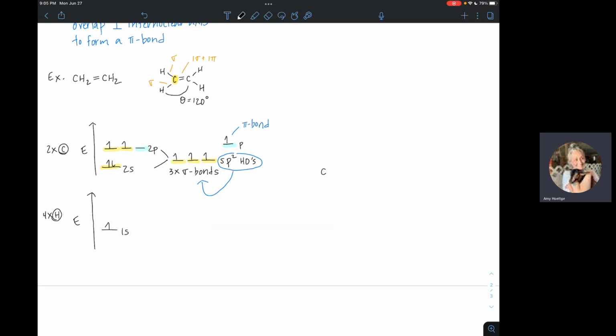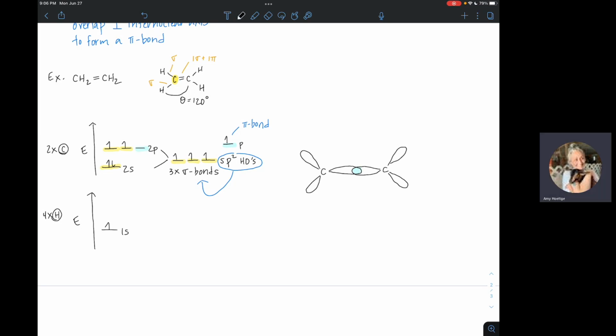But I'm going to take 1 of my sp2 hybrid orbitals, and I'm going to allow it to overlap with the other sp2 hybrid orbital on the other carbon. Remember, there are 2 carbons. Each one of them has this little setup going on. So, in other words, I got 2 hybrid orbitals overlapping there to make a sigma bond. Each one of these carbons is going to have 3 of these hybrid orbitals, right? So I got 2 more to draw.